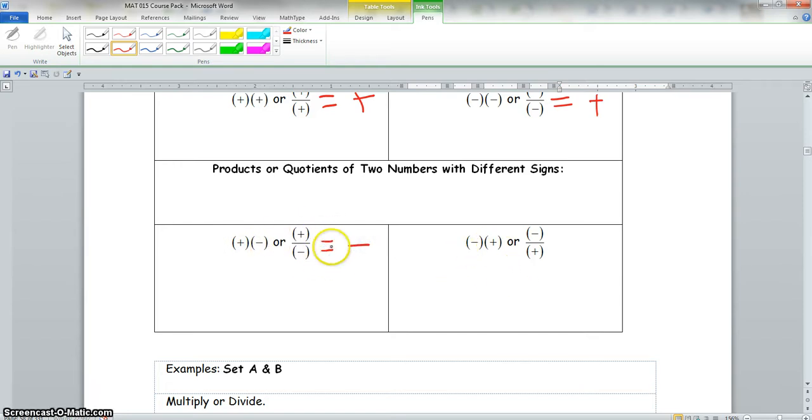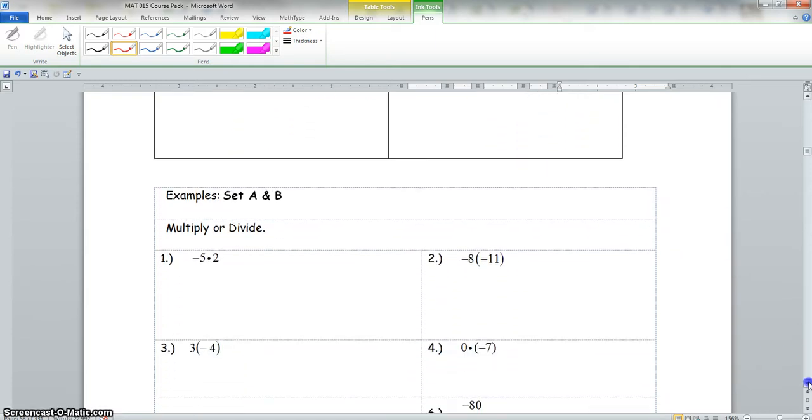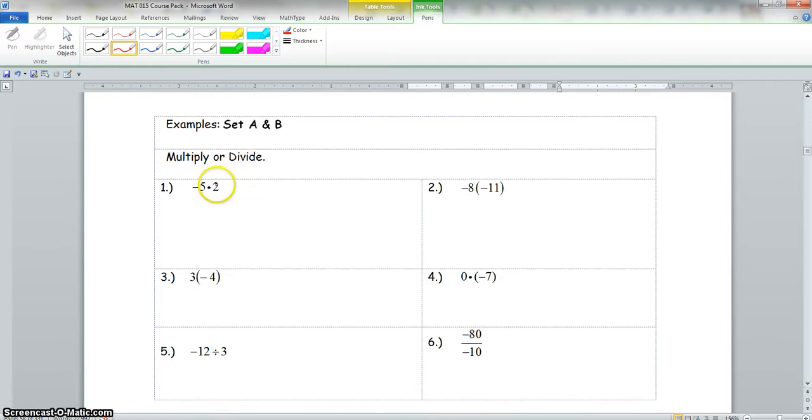A negative times a positive, or a negative divided by a positive, will also give you a negative. Now we scroll down here and do some examples. We had negative 5 times positive 2. So you had two factors multiplied by each other. We know a negative times a positive is negative, and 5 times 2 is 10.